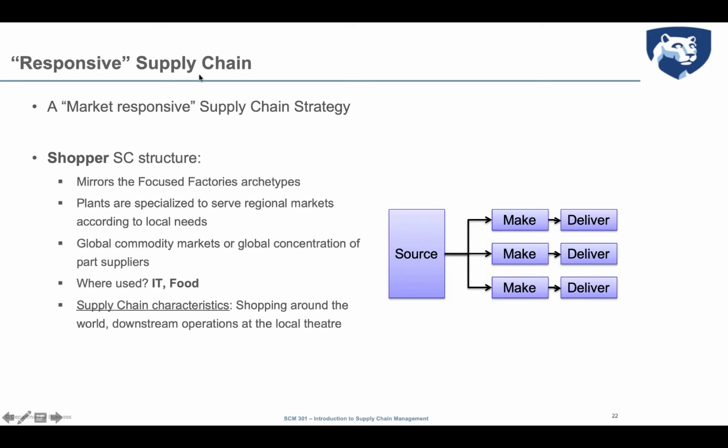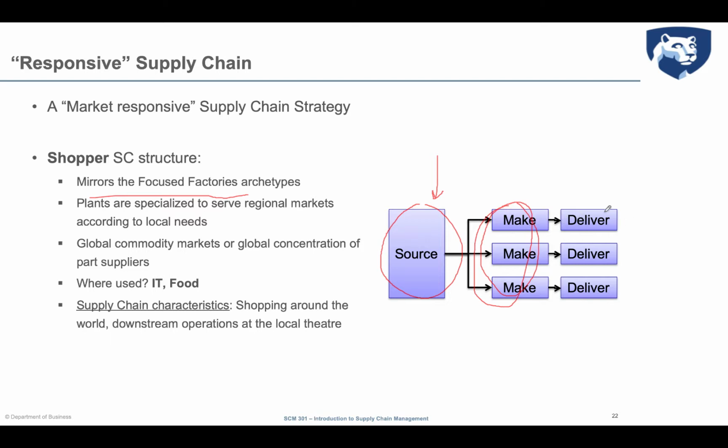An example of a responsive supply chain model is what we call the shopper structure. So it is exactly the mirror structure of the focus factory archetype that we have seen for BMW, where basically the company has a worldwide sourcing, a consolidation of sourcing. So the supply base is unique and usually worldwide. It's global sourcing, a global supply base, global suppliers, which serve multiple factories, which can be specialized, but in any case are flexible to follow different types of demand.